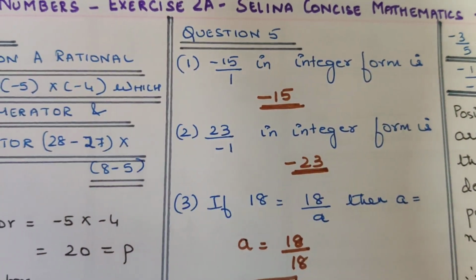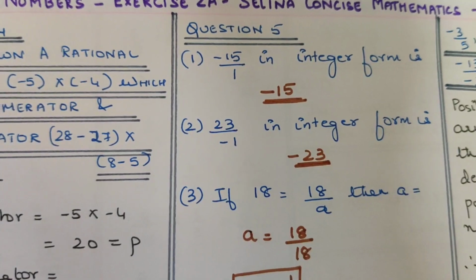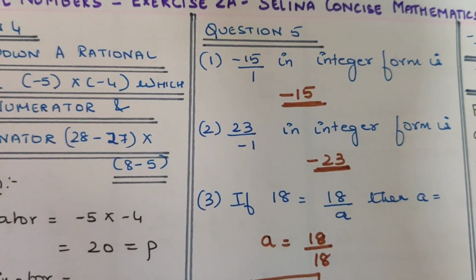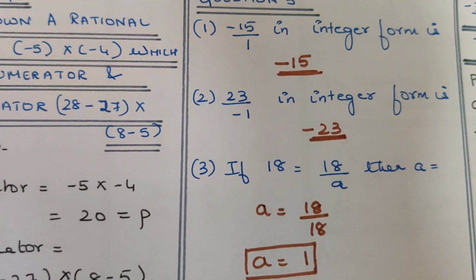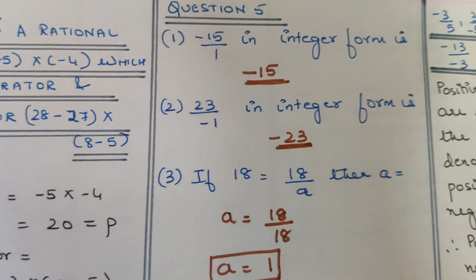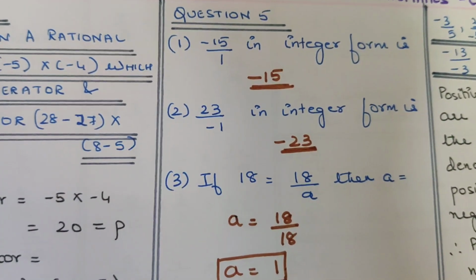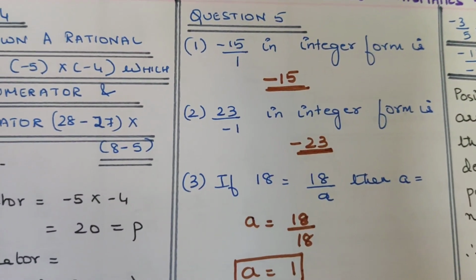Again, that's very easy. They're asking minus 15 by 1 in the integer form. So anything divided by 1 is the same number. So the answer is minus 15. The next one is 23 by minus 1 in the integer form. That's nothing but minus 23 because 23 by minus 1 is 23 and plus divided by minus is minus.